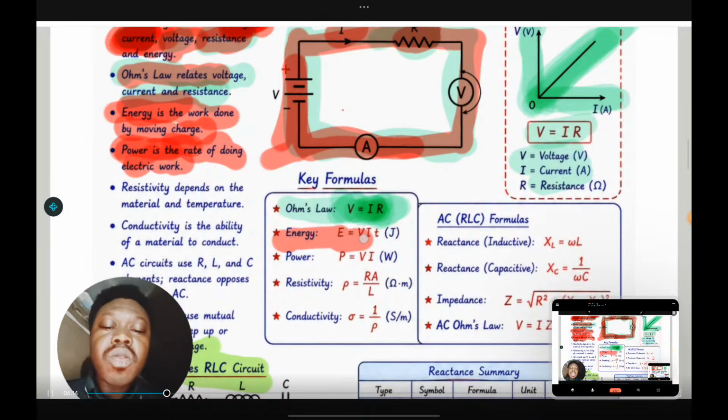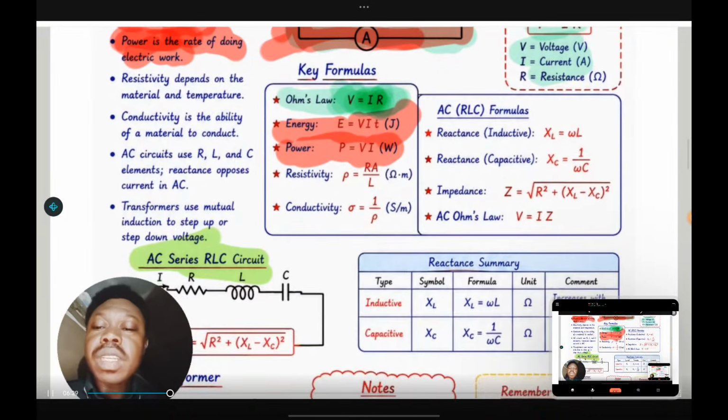Then for energy, E equals VIt, and it is measured in joules. The same thing with work done. Then power equals VI. Take note of that. That is, current multiplied by voltage will give you power. Please take note of all this.